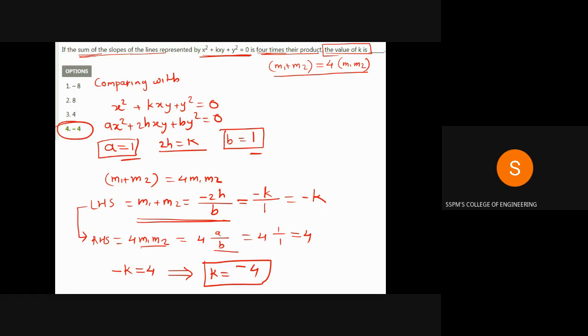Okay, so this was the given condition here. What we have written here is the given condition. You just have to remember what is m1 plus m2 and m1 m2. This is the sum, this is the product of slopes. You have to remember the formula for both. You will be able to solve such questions.